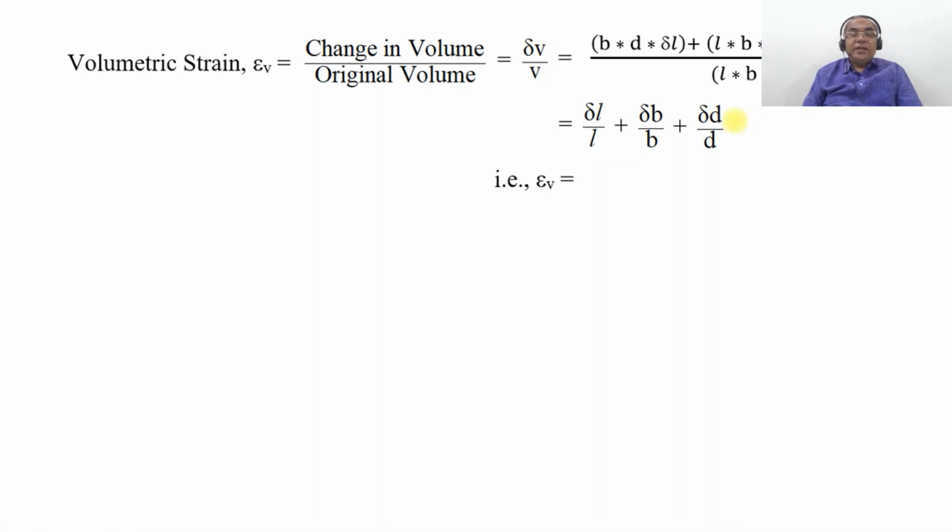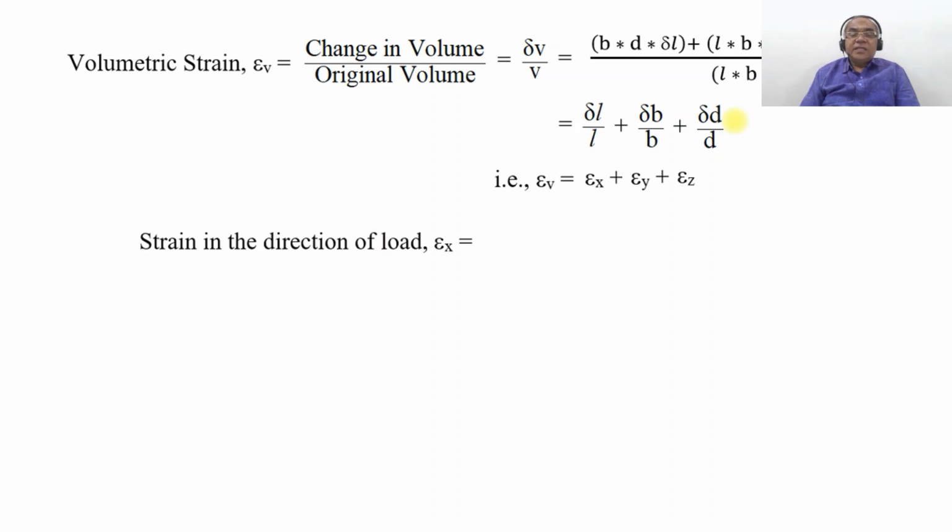Now what is epsilon V? Epsilon V is nothing but the sum of the strains. So you substitute the value: delta L by L is nothing but epsilon X, that is the strain in the X direction. Delta b by b and delta d by d are the strains in the width and thickness, that is epsilon Y and epsilon Z.